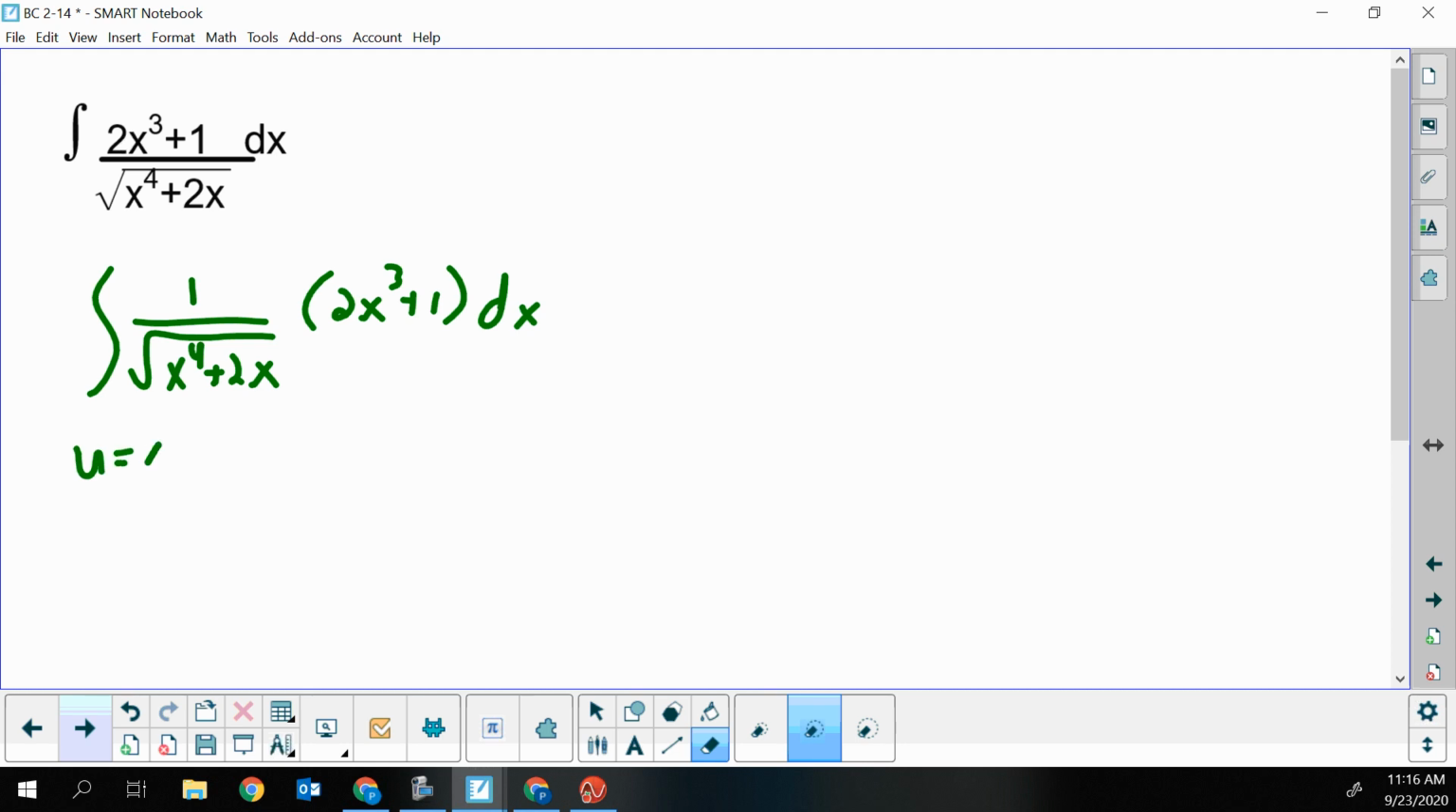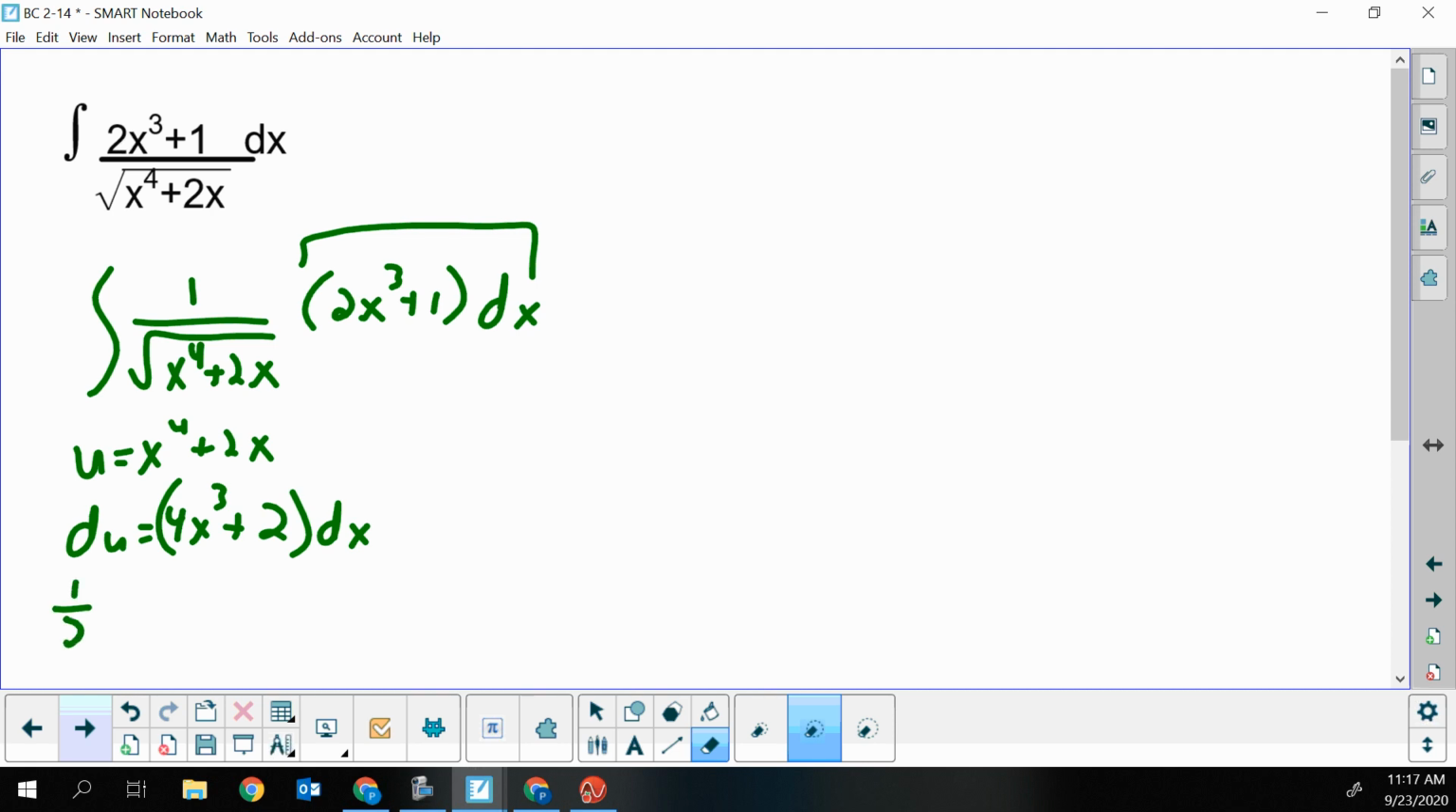So we'll let u equal x to the fourth plus 2x, meaning du would be 4x cubed plus 2 with the dx on the end. Well, our leftover, this stuff here, is 2x cubed plus 1. So we've got to multiply everything by a half. So multiplying everything by a half, that would give us 2x cubed plus 1 dx. And that's going to end up going here.